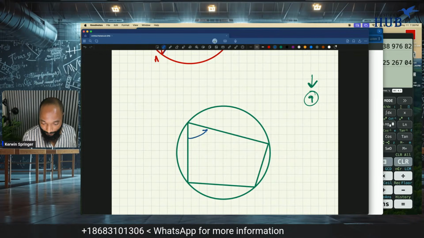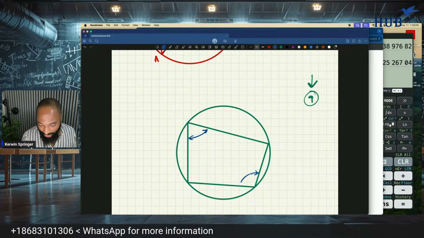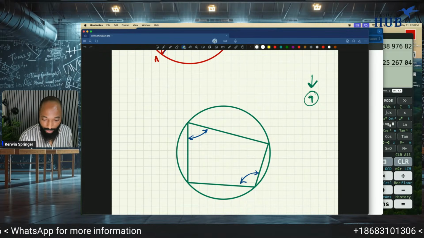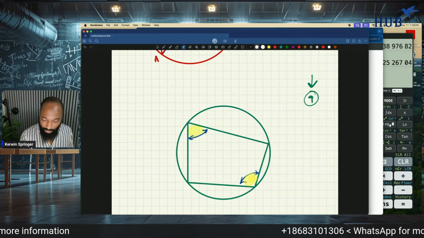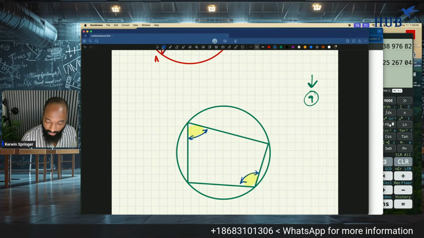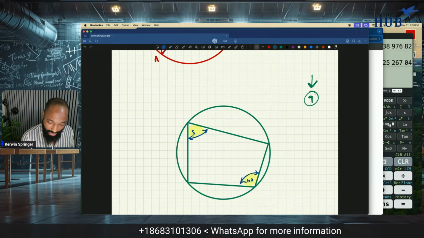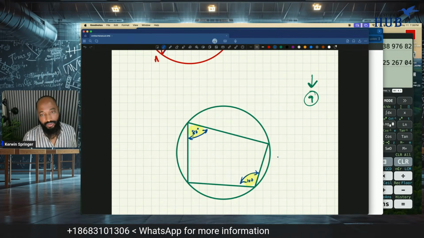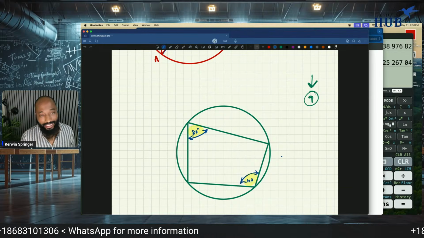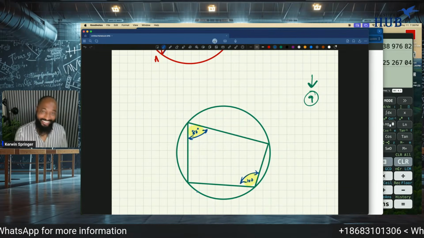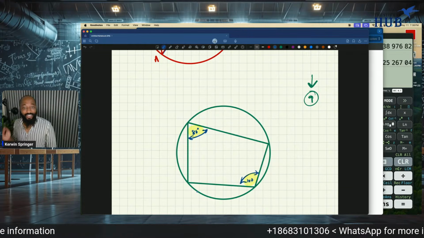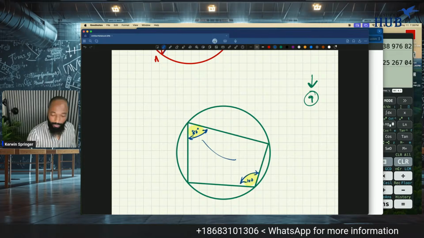So this angle and this angle are supplementary. It means these two angles must add up to 180 degrees. For example, if I said this is 100, then this is 80 degrees. That's just how it is. Those two angles add up to 180 degrees, they are supplementary.